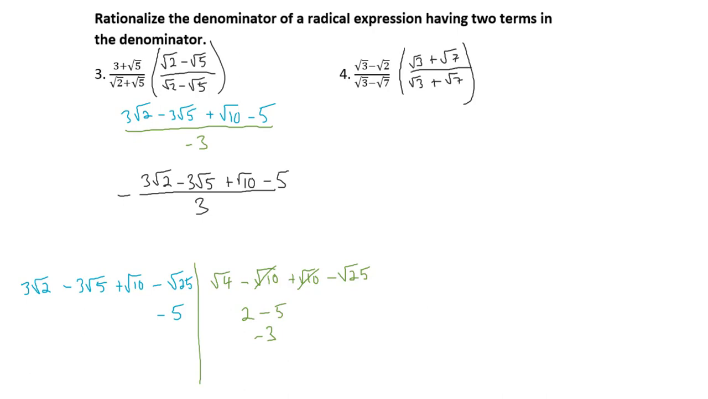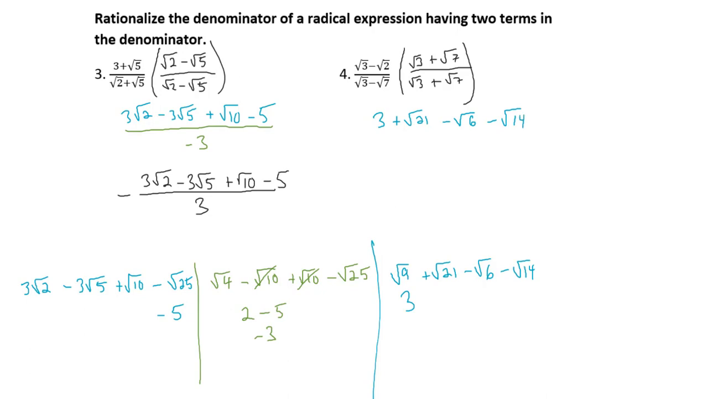Okay, and so let's go ahead and do that. So square root of 3 times square root of 3 is square root of 9. Square root of 3 times square root of 7 is square root of 21, minus square root of 6, minus square root of 14. As you see, none of those are like terms, and this one does simplify to a 3. So the top would become 3 plus square root of 21 minus square root of 6 minus square root of 14.